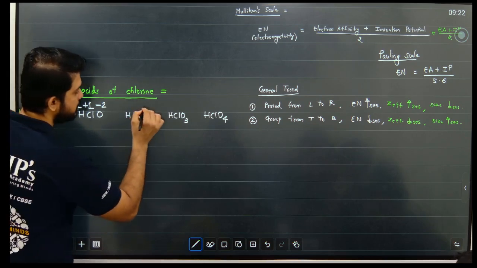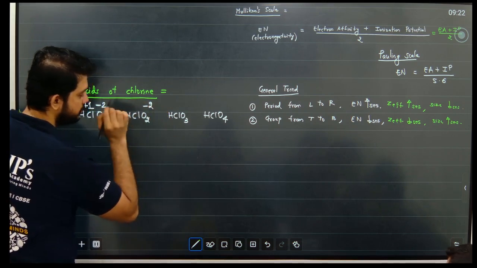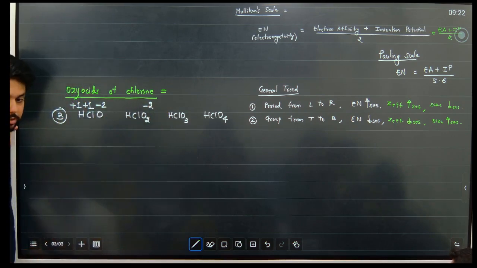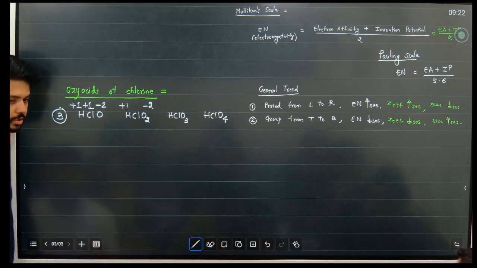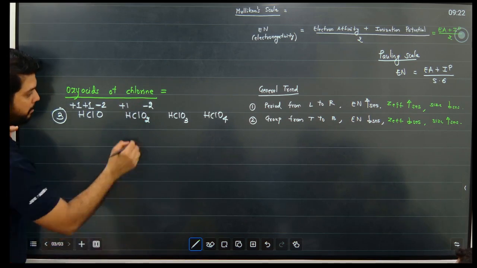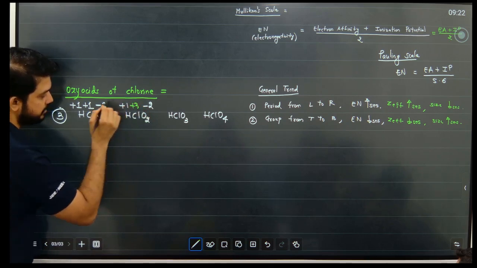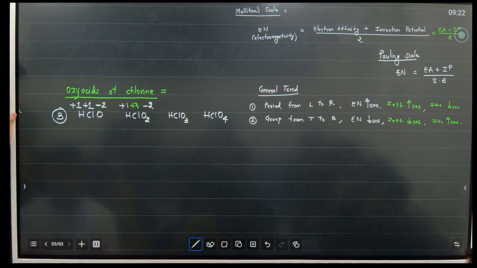Similarly over here, what is the charge on oxygen? -2. So there are 2 atoms of oxygen. So what will the total charge be? -4. What is the charge on hydrogen, people? +1. So what is the charge on chlorine over here? +3. Anyone who did not get that?